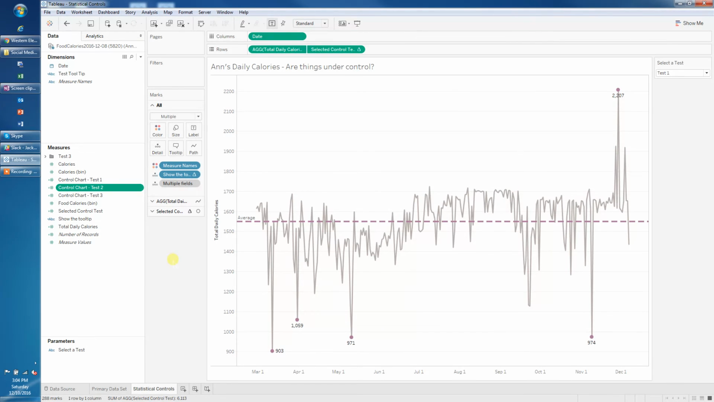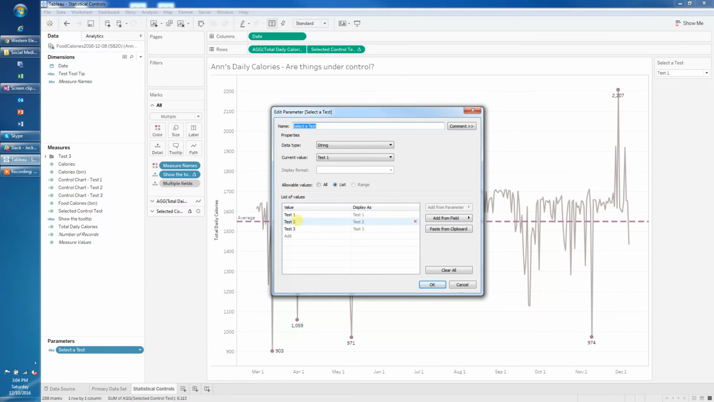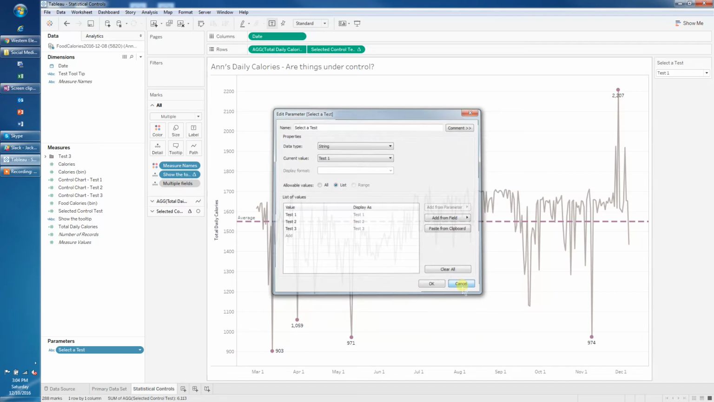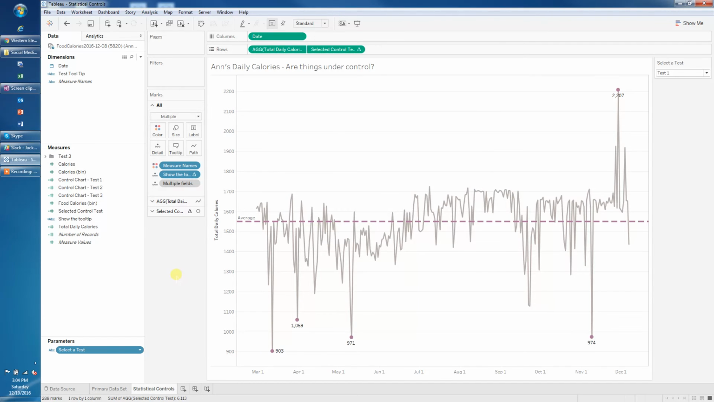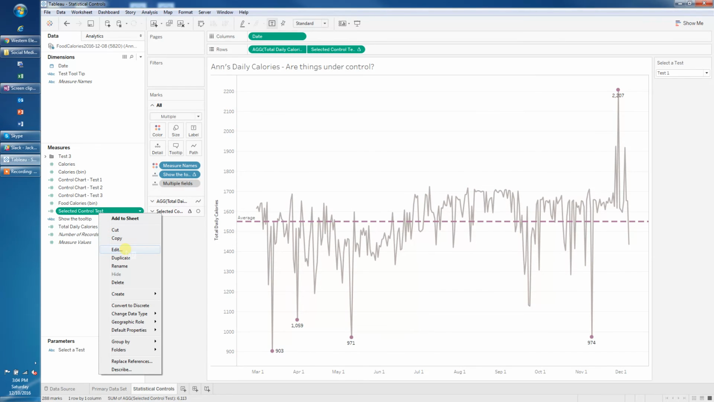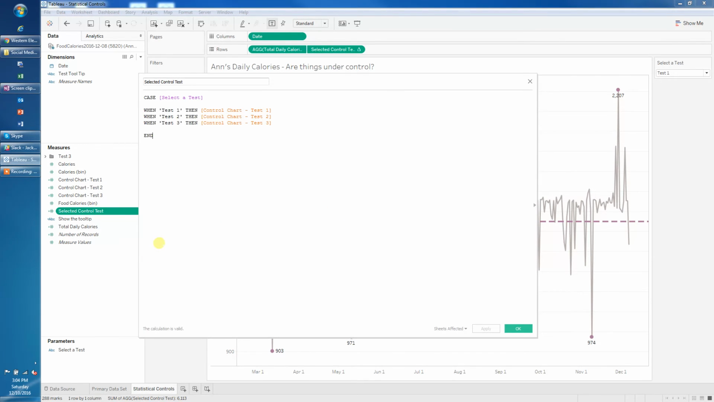And let's look at our parameter. We've got it here. I've set it up as a list of strings with 3 values, test 1, test 2, and test 3. We all know that a parameter by itself doesn't do anything, so the next step would be to create a calculated field that uses the parameter. So here it is, selected control test. It's a case statement. When the parameter is set to test 1, then control chart test 1. When test 2, then it's test 2. When test 3, then test 3.